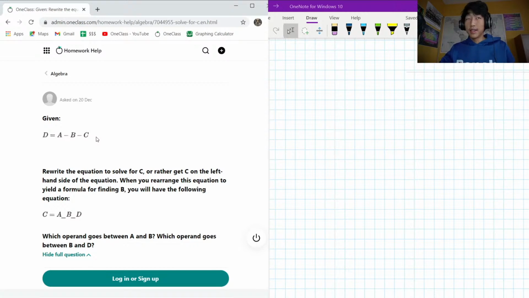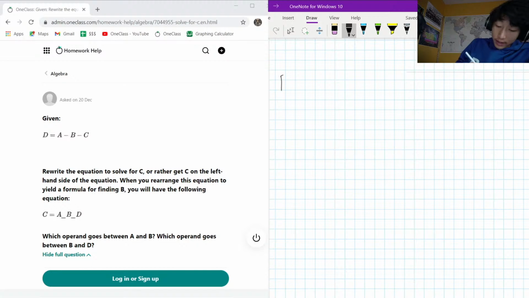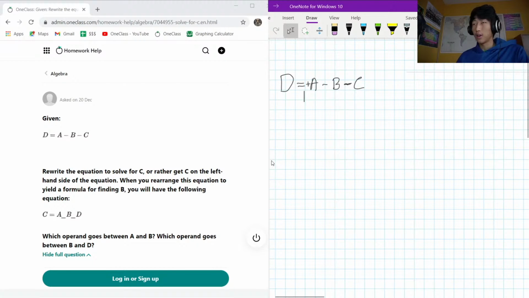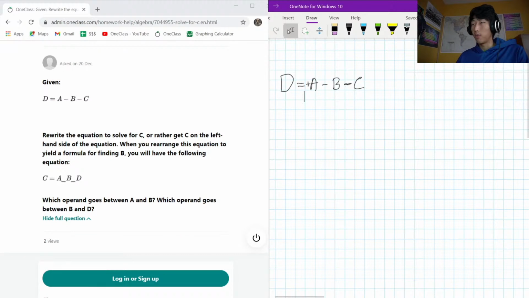Okay, so here is the next question that we got in the menu today. Pretty exciting stuff. So we are given D equals A minus B minus C. Let's write that out in my black pen. D is equal to A minus B minus C. Now we can say plus A, just to be super clear that the A here is positive in this one. Given this, we want to rewrite the equation to solve for C, or pretty much isolate C on the left-hand side.